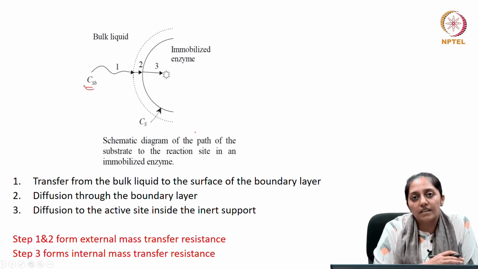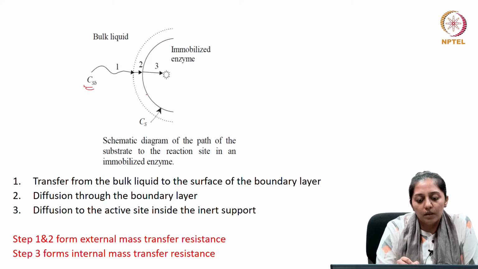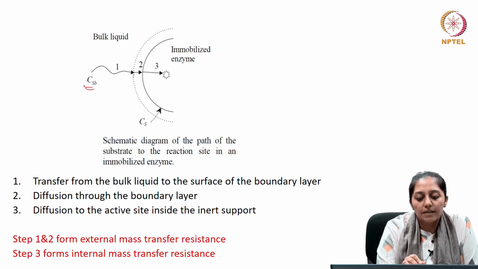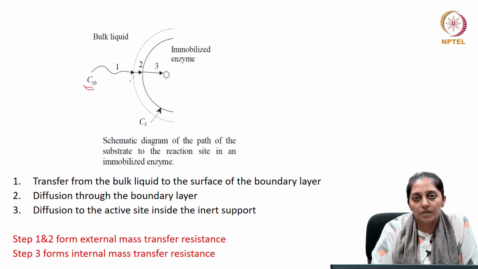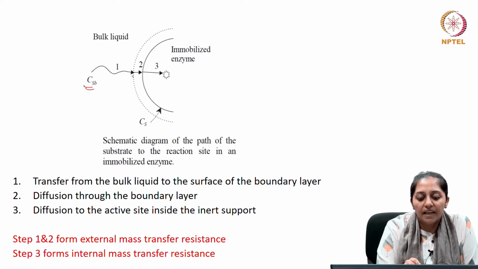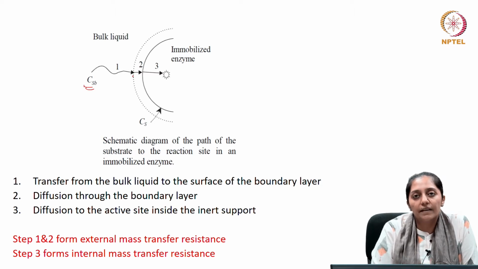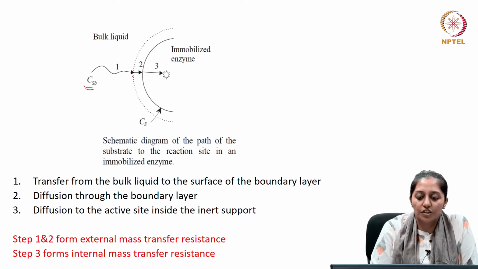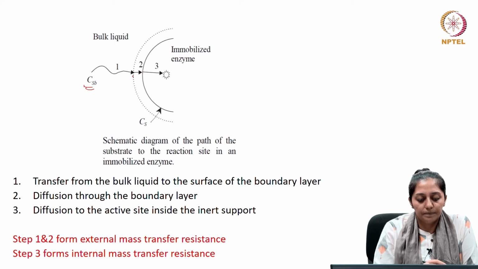So as we had studied earlier, this is an immobilized enzyme suspended in a liquid, so there will be a solid-liquid boundary. This shows the boundary layer, the dotted line, up to the surface of the immobilized enzyme. So first it has to reach from the bulk to the surface of the boundary layer, and then it has to cross the boundary layer and reach the surface of the enzyme, and from the surface it has to diffuse in to reach the enzyme. So this is nothing but a diagram of the path of the substrate to the reaction site.